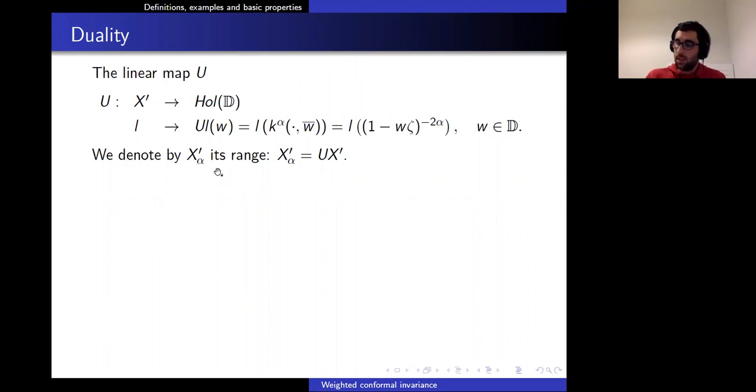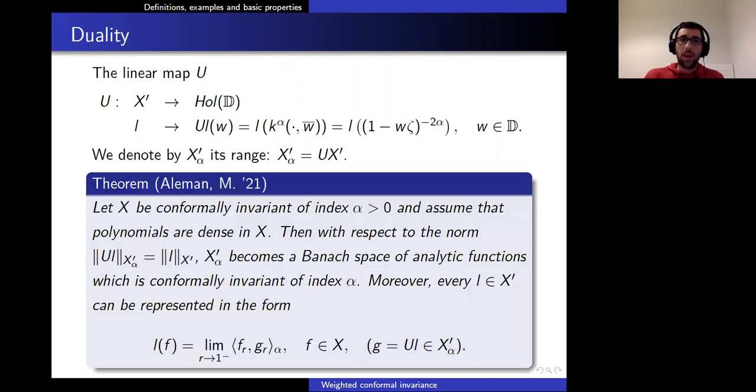So with this hypothesis, recall, our space is conformal invariant of index alpha, and we assume that the polynomials are dense in our space. Then, if we equip this space X prime alpha with this norm, we can prove that this space X prime alpha becomes a Banach space of analytic functions in the unit disk, which is conformal invariant of index alpha. And moreover, we can represent any element of our dual space in this way.